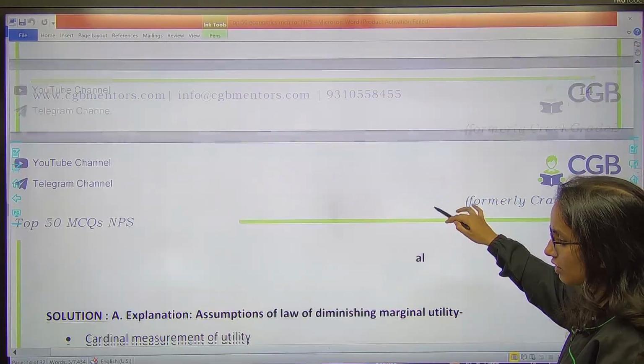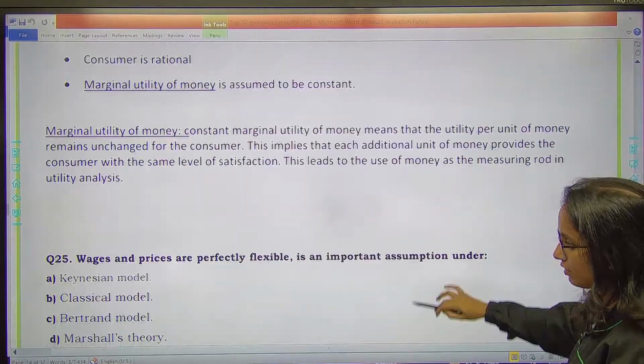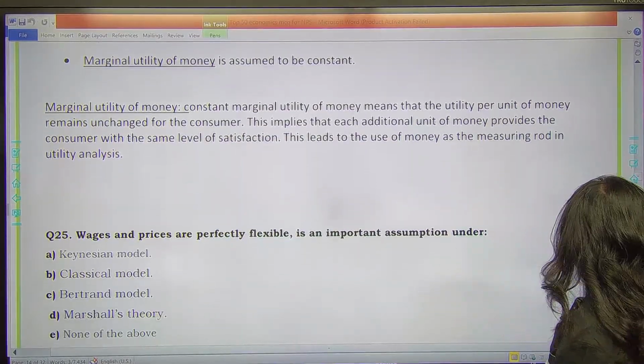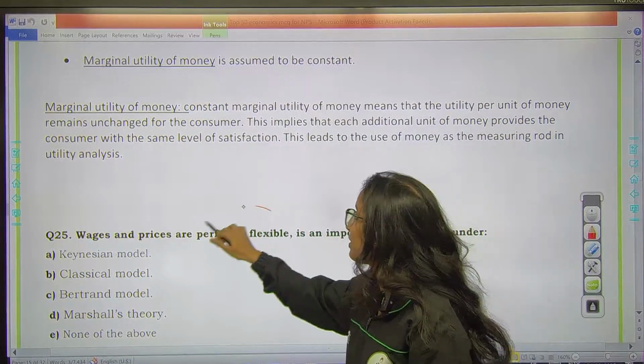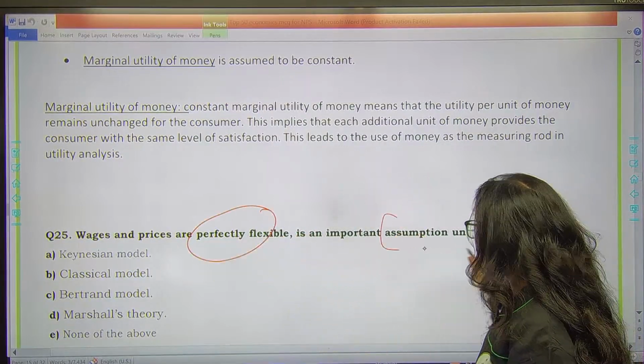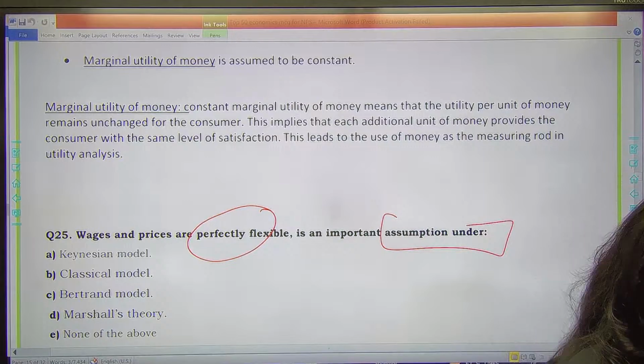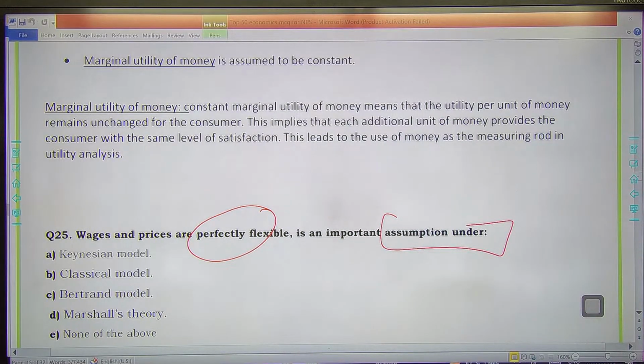Question number 25. Wages and prices are perfectly flexible is an important assumption under which model? Keynesian model, classical model, Bertrand model, and Marshall's theory. So you have to tell me wage price flexibility, perfect flexibility is associated with which model?